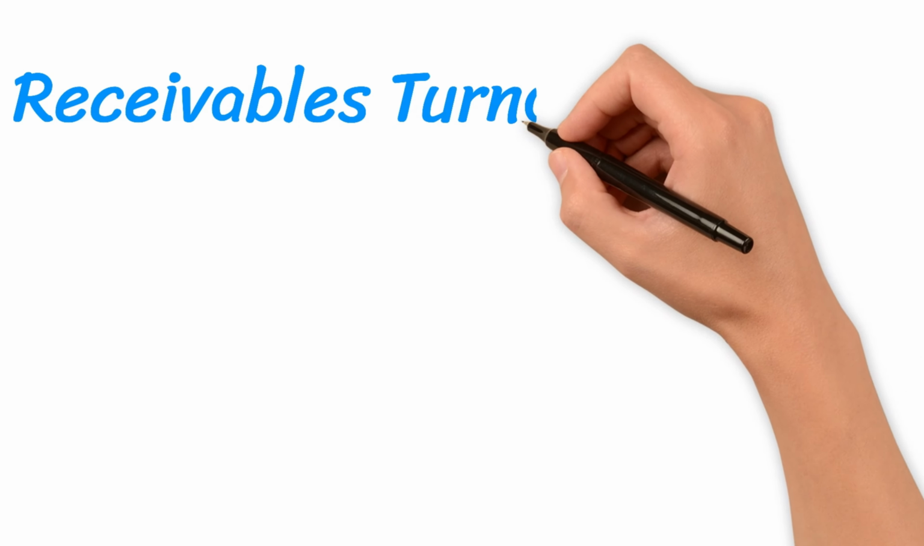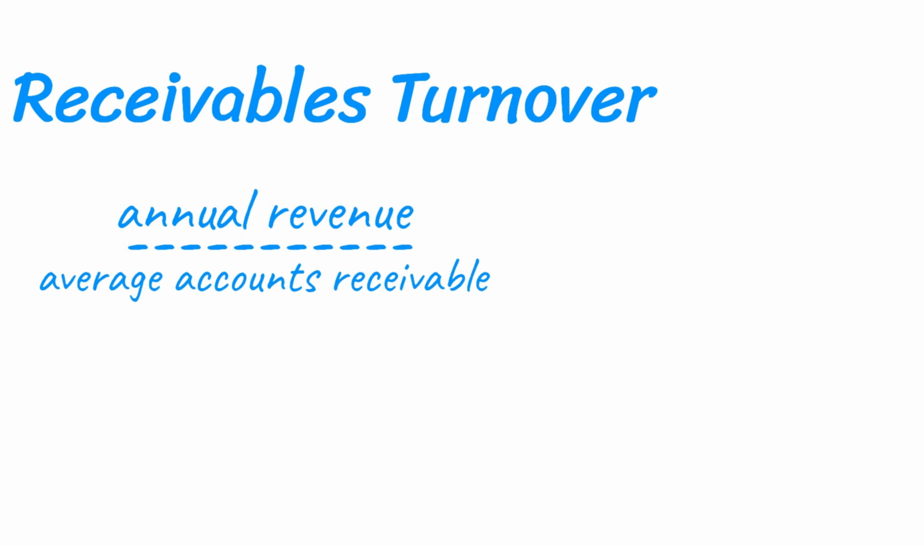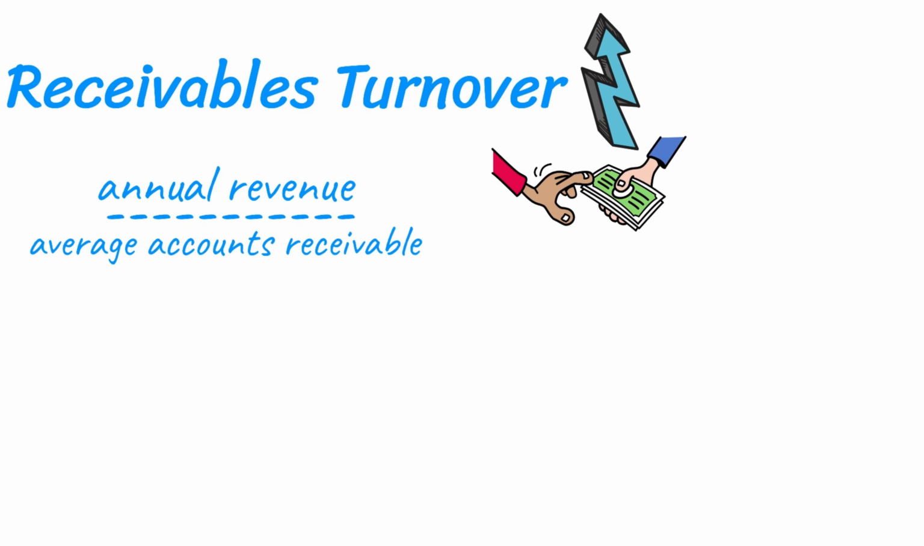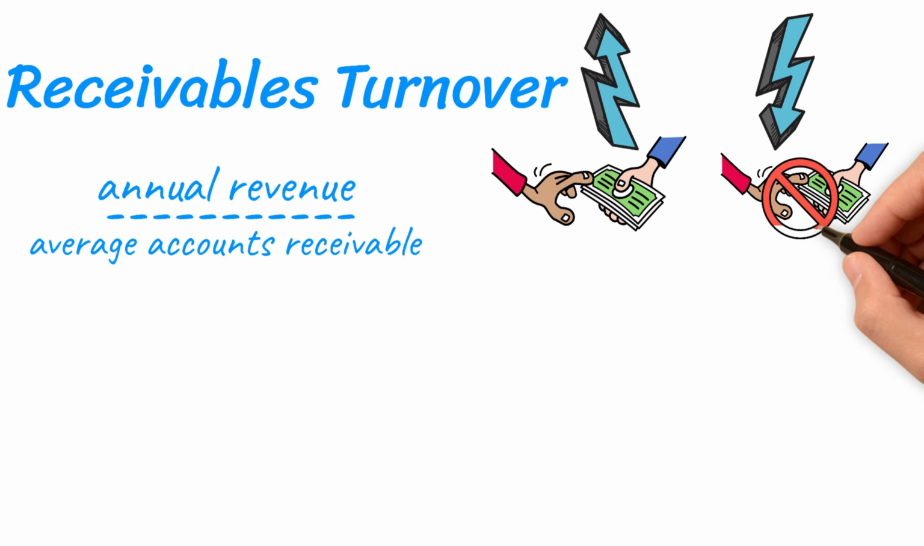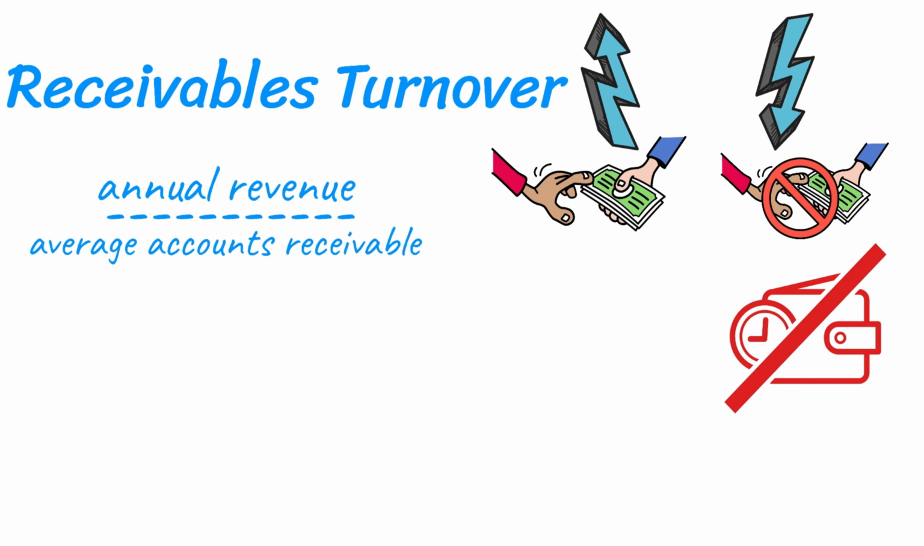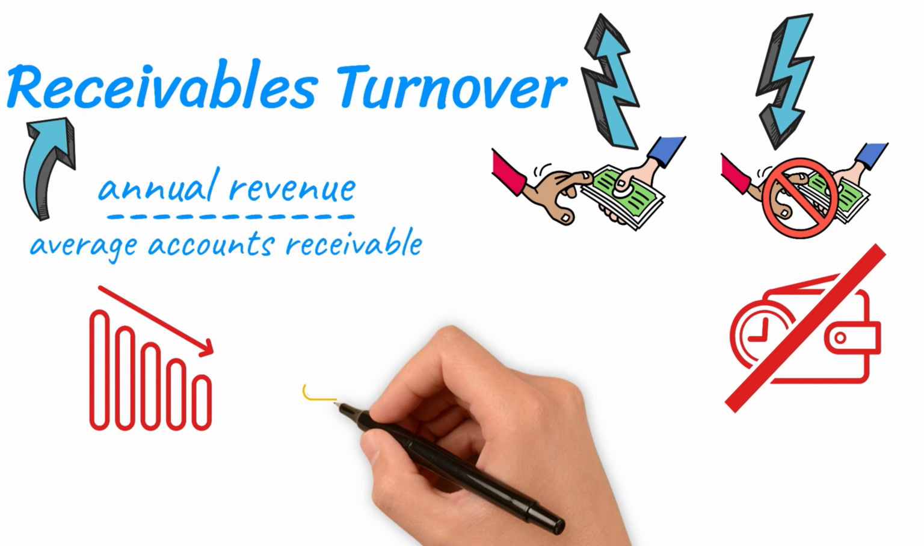Receivables turnover is the annual revenue divided by average accounts receivable. High receivables turnover means customers pay quickly and reliably. Low receivables turnover means money is sitting uncollected. For a business heavily reliant on credit sales, like a wholesale distributor, this ratio is critical. Watching it deteriorate is often the first sign of trouble in the customer base.